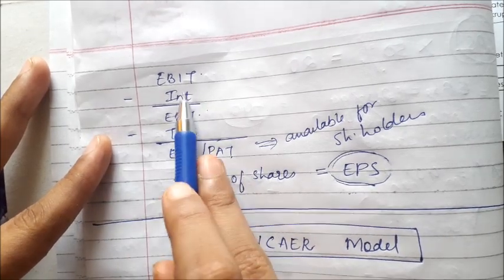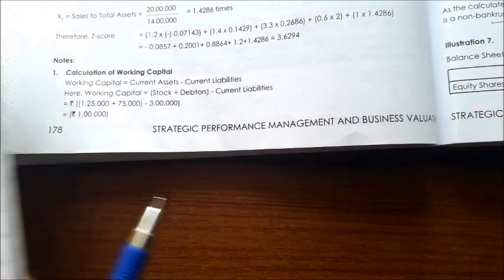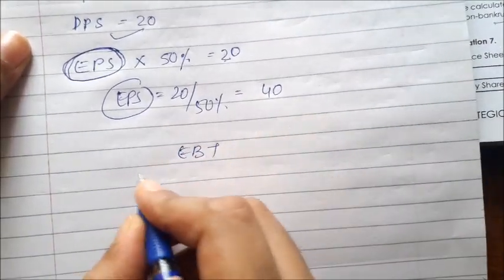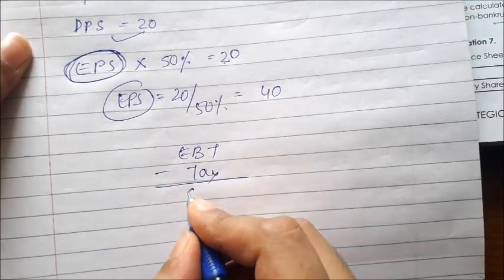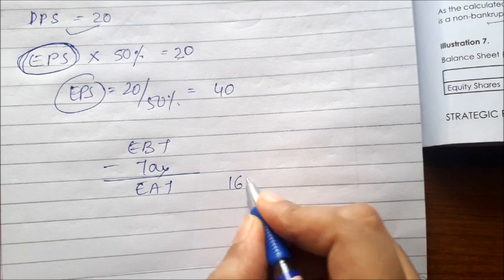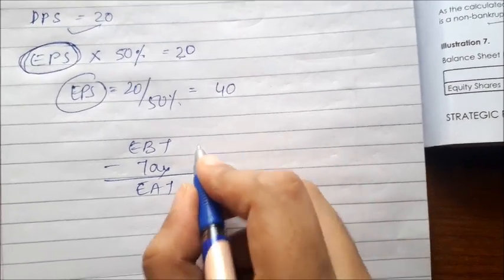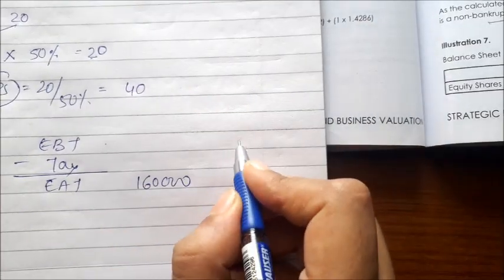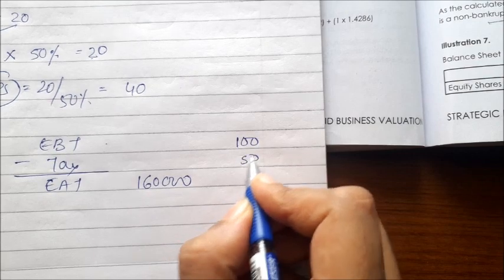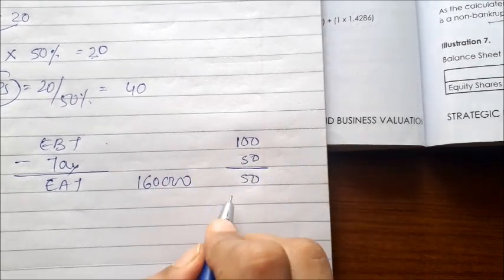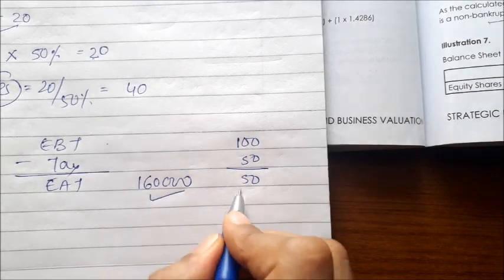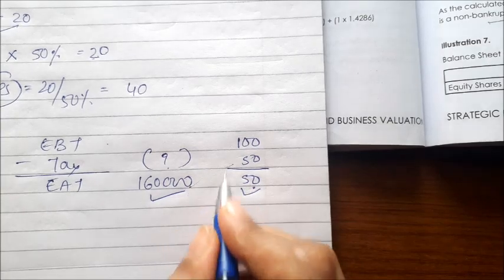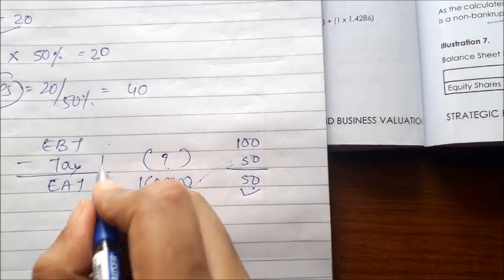Now we go this way: EBT minus tax gives EAT. So EAT is 1,60,000. We require EBT. The question provides a tax rate of 50%. Tax rate of 50% means if EBT is 100, EAT would be 50, since 100 minus 50 gives 50. So 1,60,000 is the value of 50. What is the value of 100? This is easy: cross multiplication divided by 50. We will get 1,60,000 here.